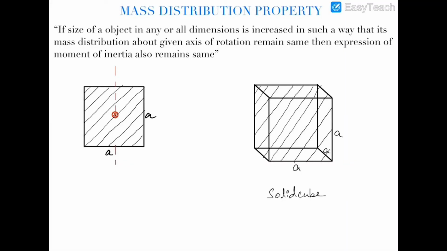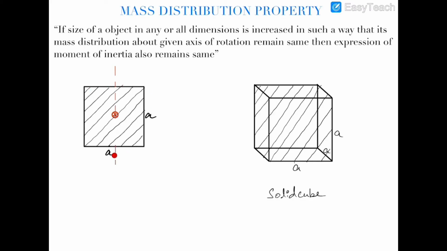In this video, we'll be discussing a very important property of mass distribution in moment of inertia. And first of all, I'll be defining it. So if the size of any object in any or all dimensions is increased in such a way that its mass distribution about that given axis of rotation remains the same, then the expression for moment of inertia will also remain the same. What does that mean? I'm explaining that with an example.